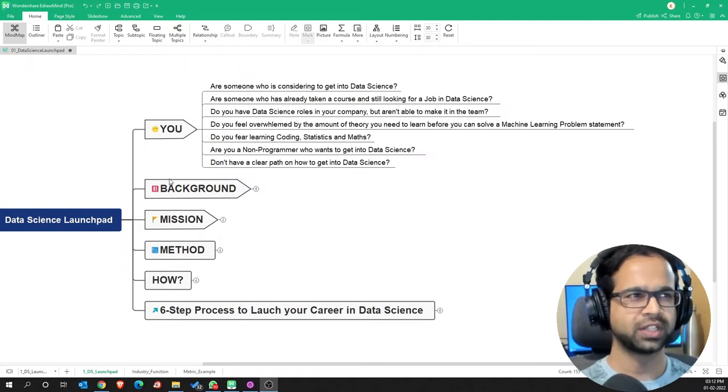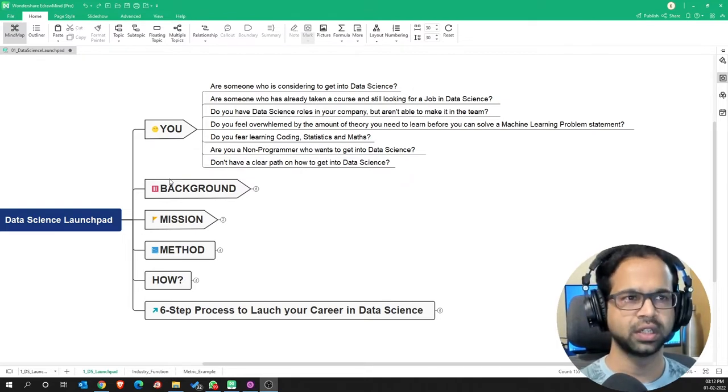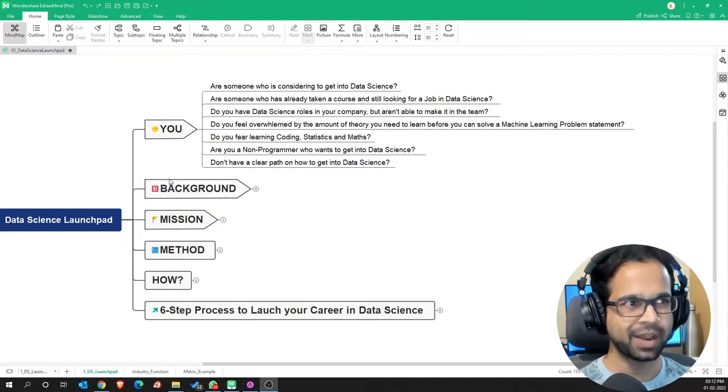Are you someone who is considering getting into data science? Are you someone who has already taken a course and is still looking for a job in data science? Do you have a data science role in your company but aren't able to make it into that particular team? Do you feel overwhelmed by the amount of theory you need to learn before you can solve a machine learning problem statement? Do you fear coding, statistics, and maths?